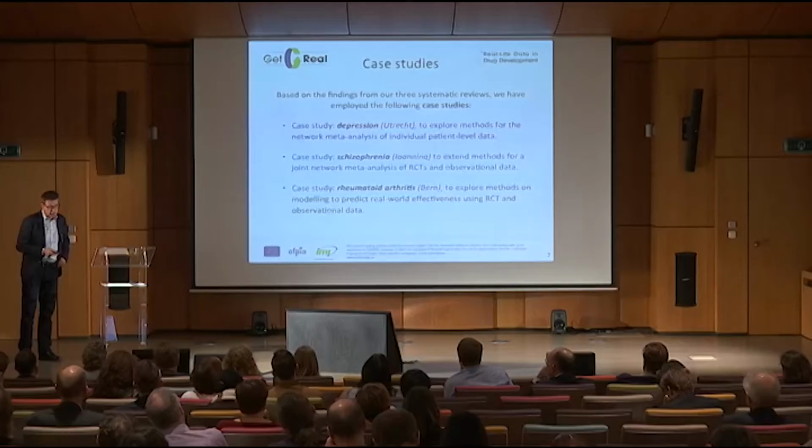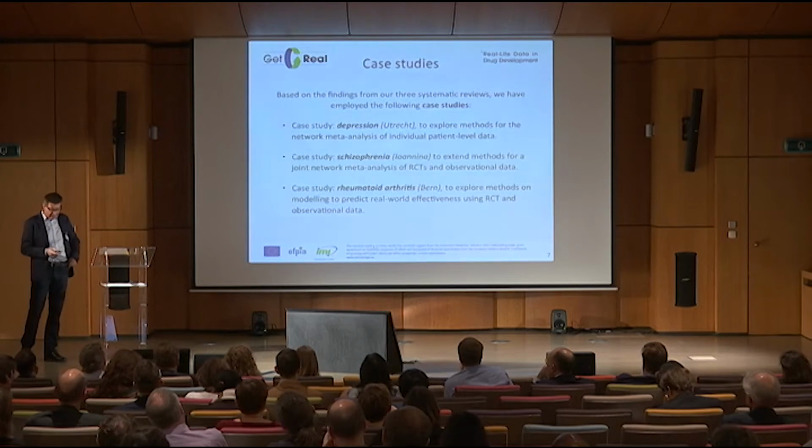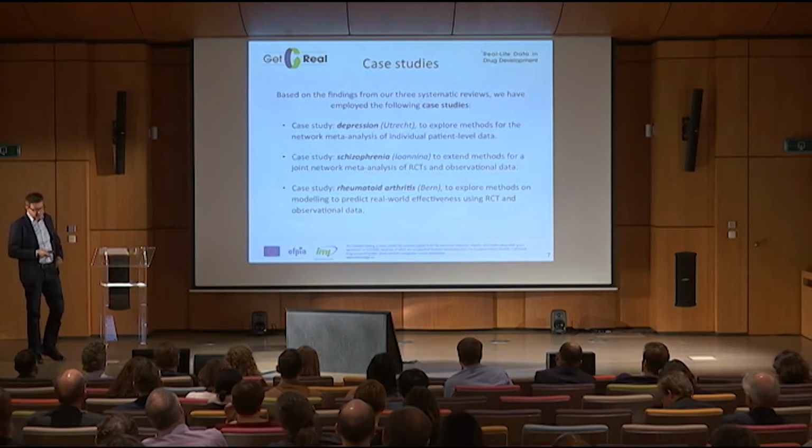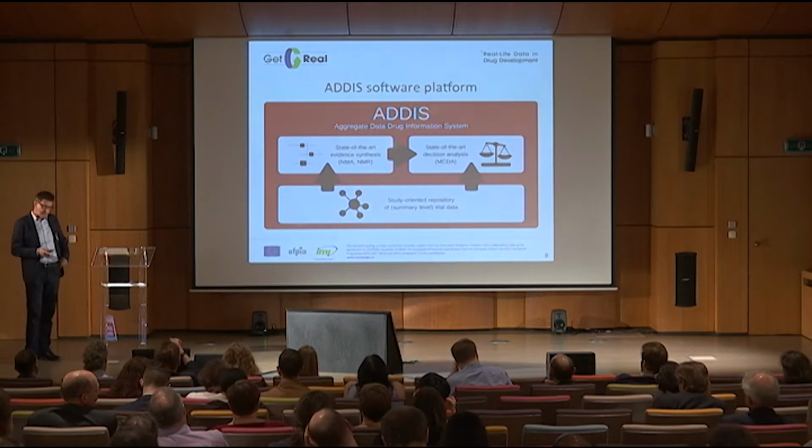So the case study related to depression in Utrecht, and the focus was to explore methods for the network meta-analysis of IPD data. The schizophrenia case study, which was done in Greece, in Ioannina, extended methods for a joint network meta-analysis which included both RCT data and observational data. And then the case study that we did in Bern was about rheumatoid arthritis, and we explored mathematical modeling to predict real-world effectiveness using RCT and observational data. And I'll get back to these case studies in a moment.